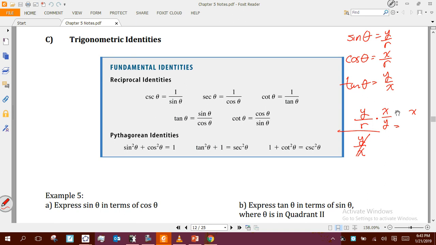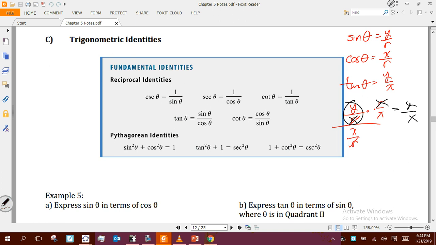What am I doing here? Oh, I messed up. Sorry. Let me restart. I wrote the wrong one down. Okay, so let's do it this way: y divided by r, so I get the sine, and then I take cosine, which is x divided by r. If I do that, they both have the same denominator, so I can just cancel and I'm left with y over x, or I can actually multiply by r over x. That cancels with that, multiply straight across, I get y over x.